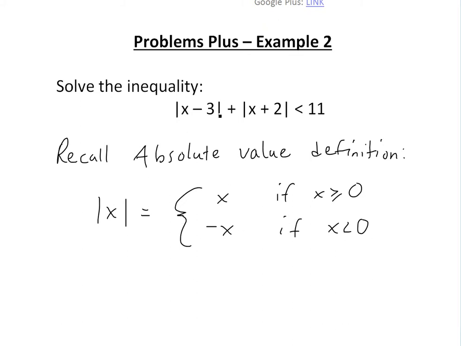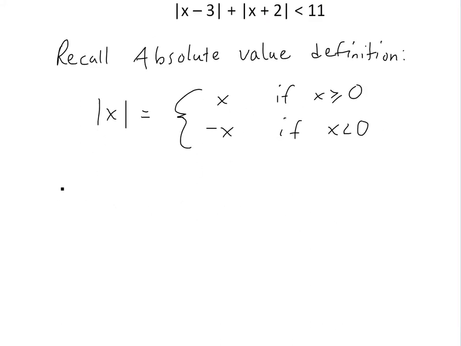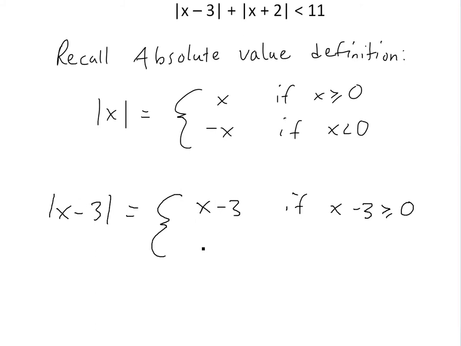So to solve this, we have to first find out what cases we could actually apply these to, and to do that we have to basically break down both of these two functions in terms of something like this. So we'll write down the first one. Absolute value of x minus 3 equals, with the above formula, x minus 3 if x minus 3 is greater than or equal to 0.